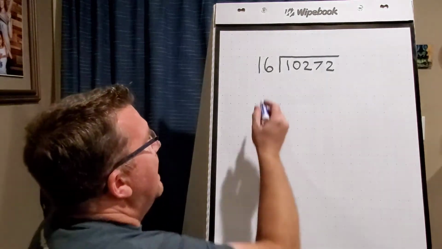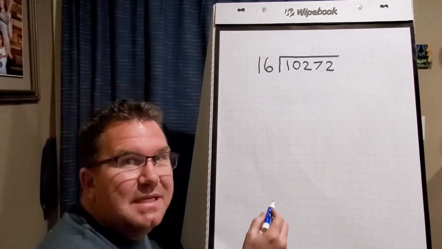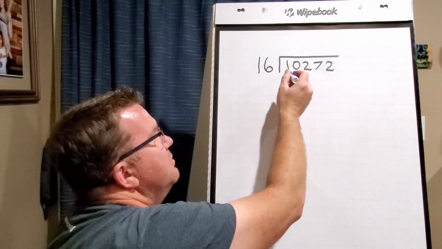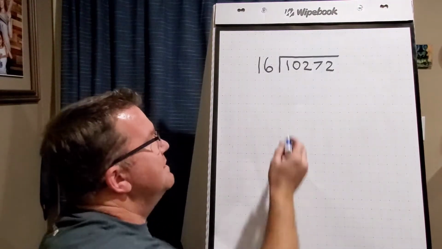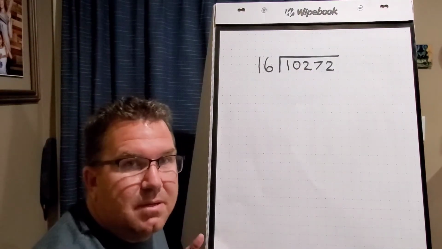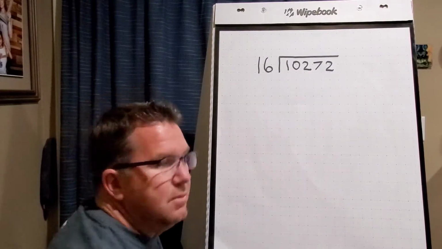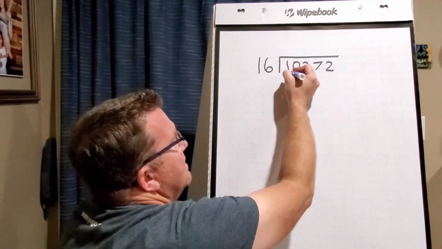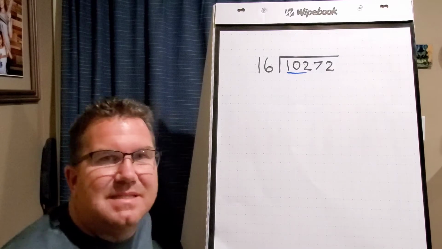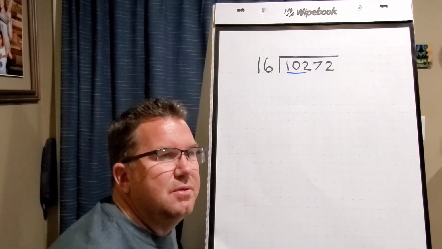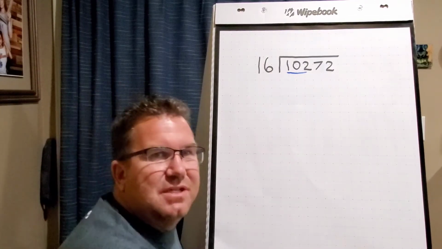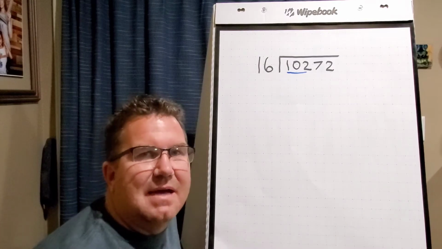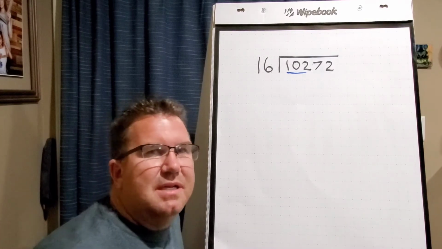When we look at a division problem like this, what we typically ask, or at least how I learned it, was, I have 16. How many times does 16 go into 1? 0 times. How about 10? 0 times. How about 102? And that's when the challenge came. How many times does 16 go into 102? See, if I had a single digit number here, I'd probably have a math fact that would help me. But I am not too good at my 16s.